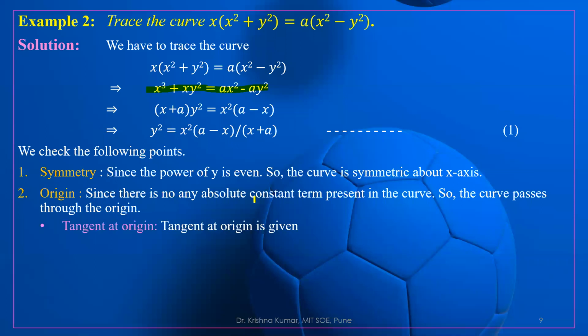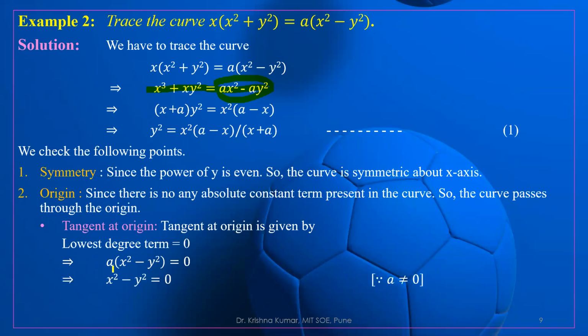If the curve passes through the origin, then what is the tangent at the origin? What is the lowest degree term in the given curve? Its power is 3, it is 1 plus 2 is 3. It is ax square minus ay square. So these two terms are the lowest degree terms. So let us put a times x square minus y square equal to 0. a cannot become 0 because a is an absolute constant. So x square minus y square equal to 0. So what is the value of y? It is y equal to x and y equal to minus x. So now we are getting two different tangents. One is y equal to x and the second is y equal to minus x.